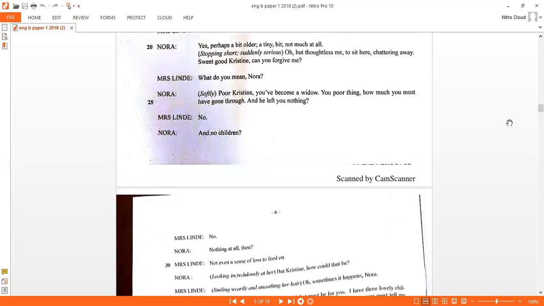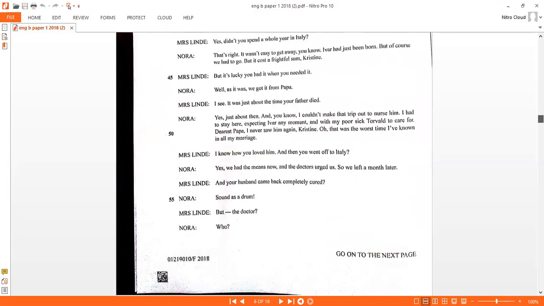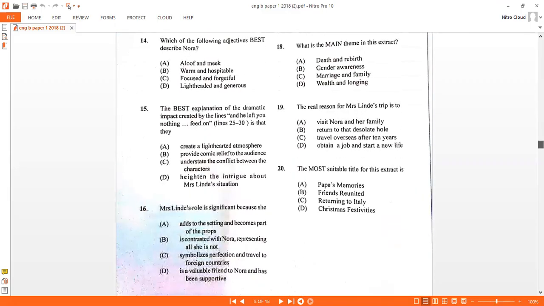So you see right away, the only option that could possibly work for number 15 is the last one. It heightens the intrigue about her situation. It makes us want to know more. I want to know why this man didn't leave you anything, why he's not leaving the kids anything. Because as parents, we automatically want to leave something for our kids, and if you're married, you want to provide for your spouse. So if he has left you nothing, not even the children, it makes you interested in her situation. So the answer for number 15 is D.